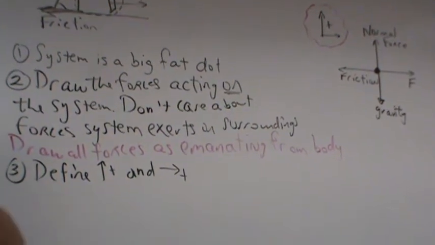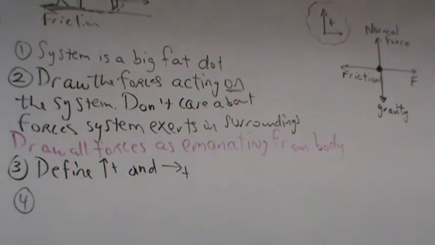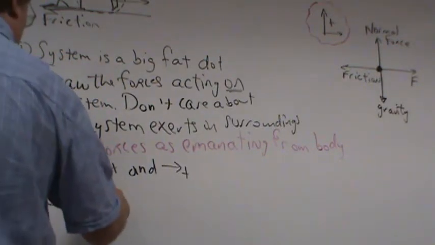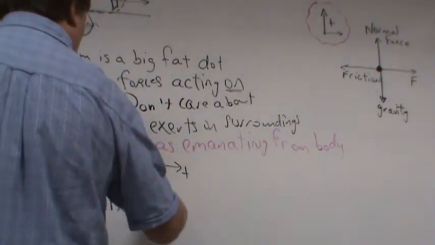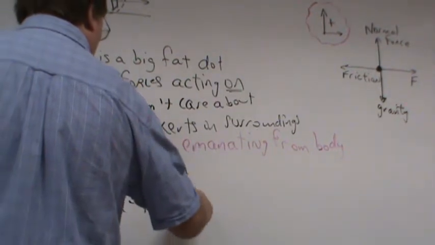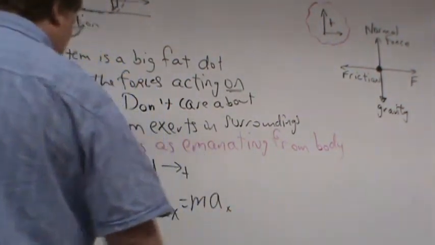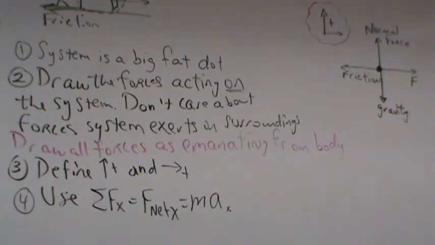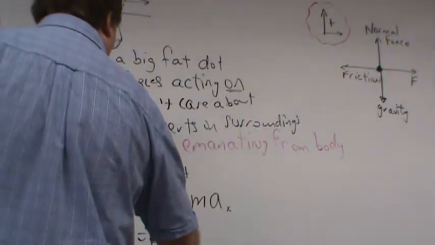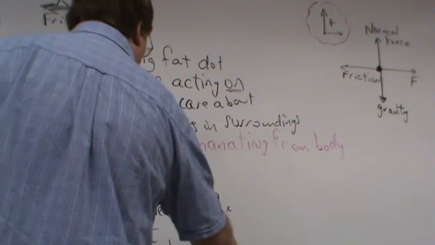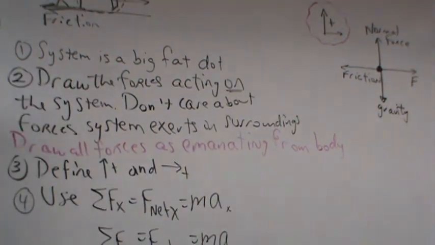And then last but not least, you're gonna do these problems just like you did those two-dimensional kinematics problems. You're gonna have to consider F equals ma in the x direction and F equals ma in the y direction. That is, you're gonna have to use the sum of the forces in the x direction, which is the same as the net force in the x direction, equals mass times the acceleration in the x direction. And the sum of the forces in the y direction equals the net force in the y direction, which is equal to mass times the acceleration in the y direction.